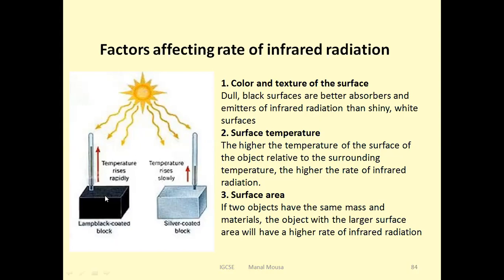Look at this figure. We have two blocks here. One is painted matte black and the second one is painted shiny silver. As you see, they are exposed for the same time interval to the sunlight. See the rise in temperature for the black one and the rise in temperature for the silvery one. So the temperature rises quickly in the black one as it is the best absorber, and for the silver one, it is a bad absorber, so the temperature rises slowly.